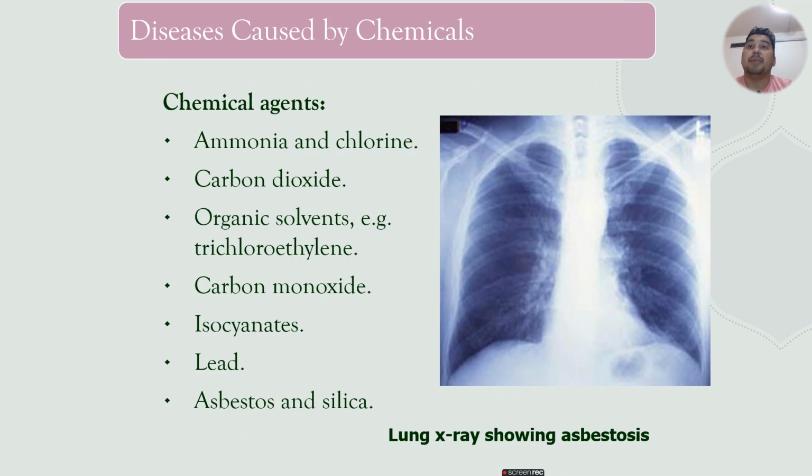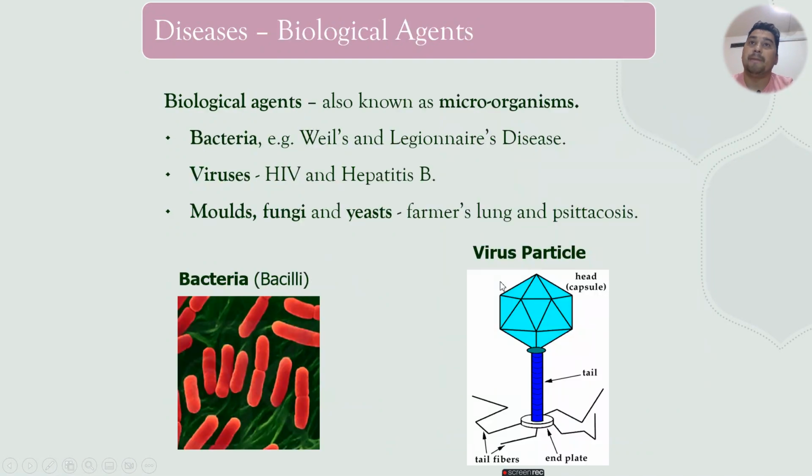Diseases caused by chemicals. Chemical agents: ammonia and chlorine, carbon dioxide, organic solvents such as trichloroethylene, carbon monoxide, isocyanates, lead, asbestos, and silica. So these are the chemical agents that can cause disease in humans. Lung X-ray showing asbestosis. You can see here it's showing the asbestosis.